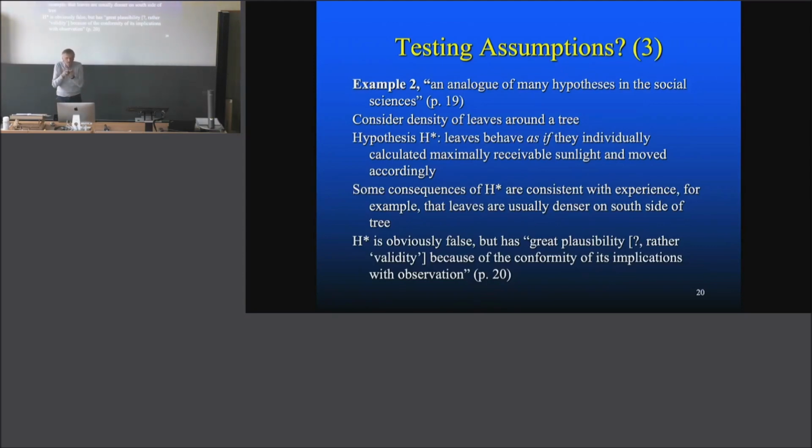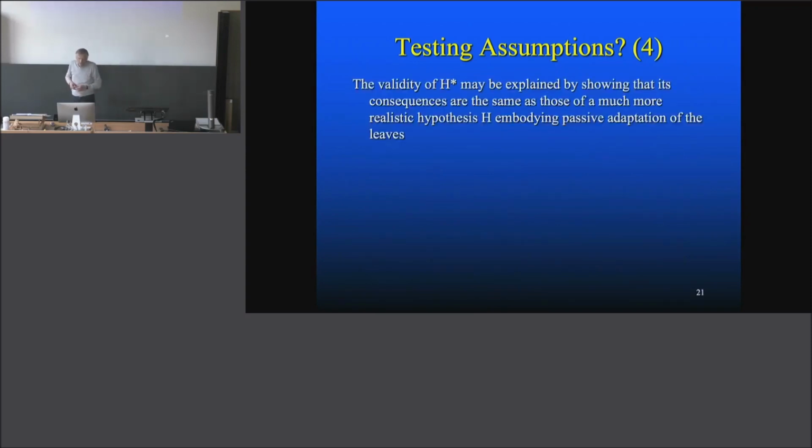So he says, look, although this is deeply false, it explains or describes or predicts certain things of how leaves are distributed on a tree. And therefore it's interesting, right? Has great plausibility, validity, whatever. Okay. And the validity of that H star may be explained by showing that its consequences are the same as those of a much more realistic hypothesis H, embodying passive adaptation of the leaves.